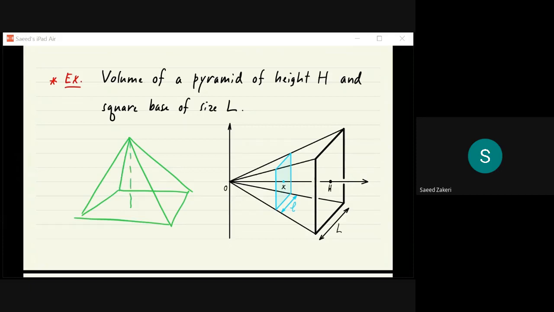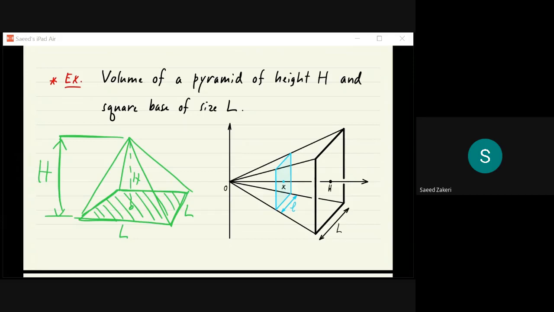Its height is h. So that's the vertical height. That's h. And the base, this base, is a square, L by L square. We want to find the volume of this, a formula for the volume of this.